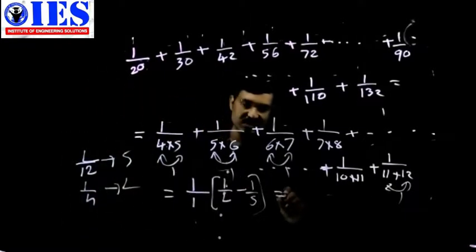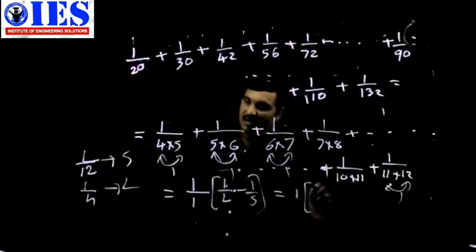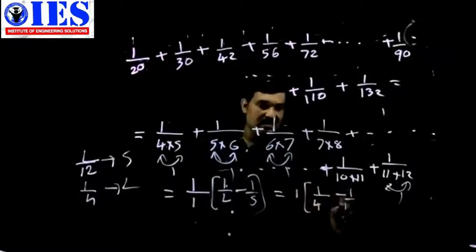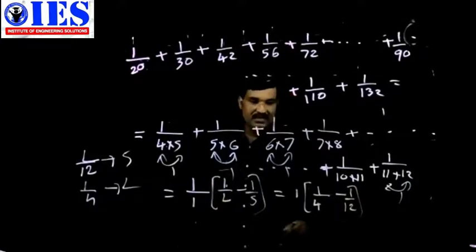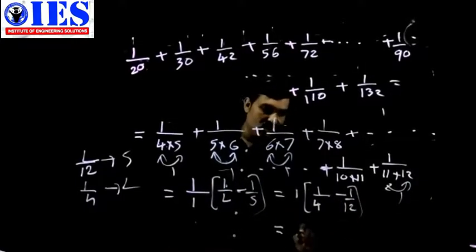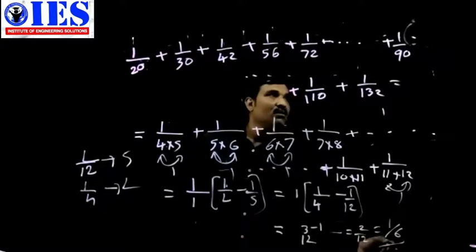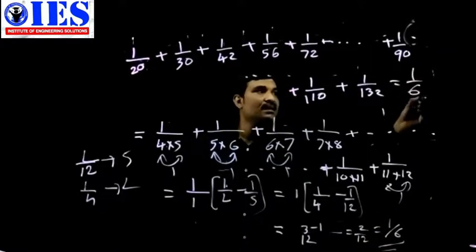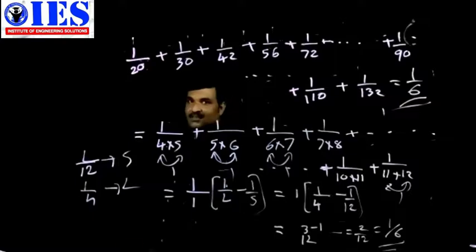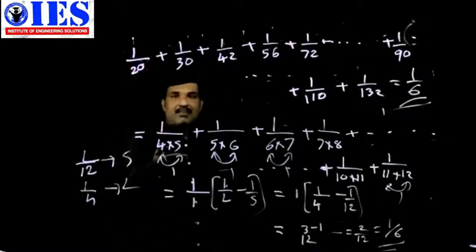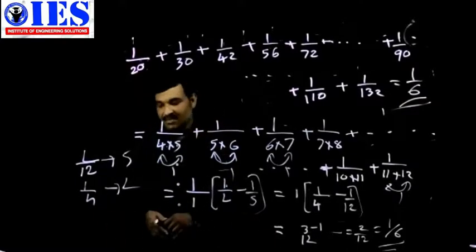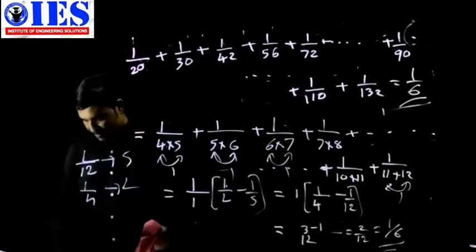So this is equal to 1 by 4 minus 1 by 12. Now simplify this, we will get 12. This becomes 3 times 3 minus 1. That's equal to 2 by 12, which is equal to 1 by 6. So the answer of this is 1 by 6. Right. So keep in mind that this should be applied only when this format comes. Okay.